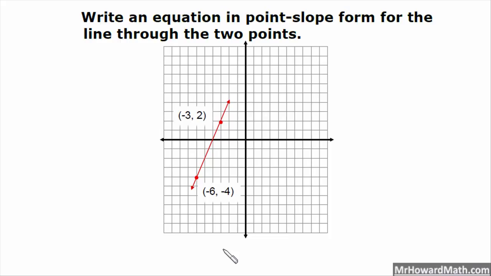Okay, last example here. Write an equation in point-slope form for the line through these 2 points. So again, all they're giving us is 2 points. It's just in a graphical form. So negative 3, 2 is 1 point. Negative 6, negative 4 is the other.